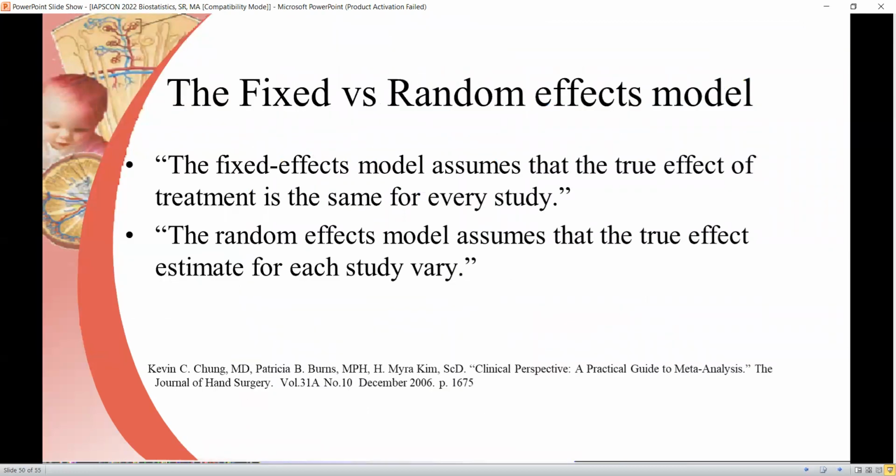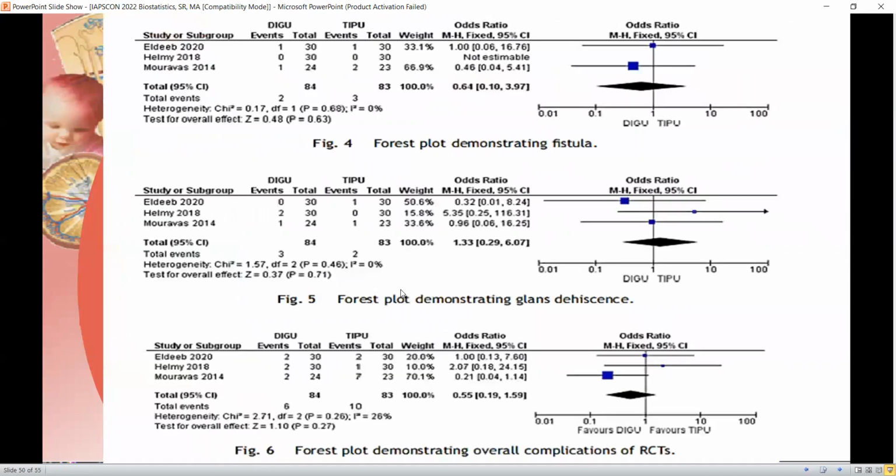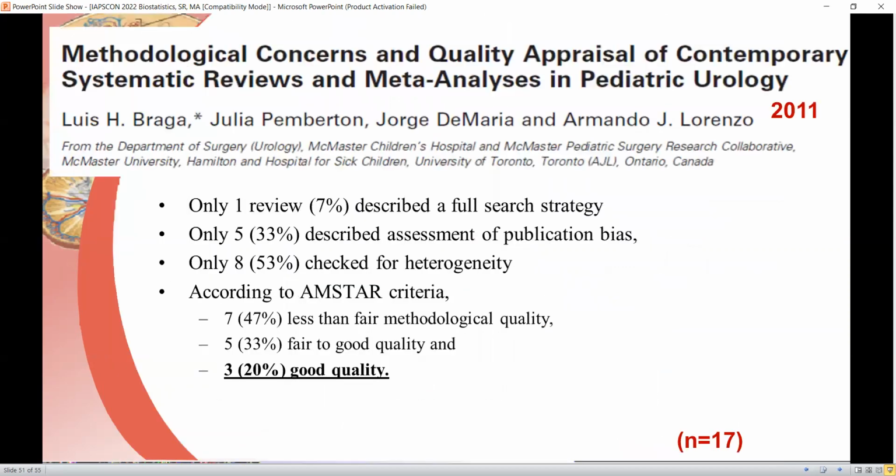Then fixed effect assumes that the true effect of the study is the same, while random effect assumes that it varies across studies. So you have to see which model was used. In this particular paper, they used the fixed effect model, where they compared the odds ratio across three different studies. This is called a Tillman's odds ratio.